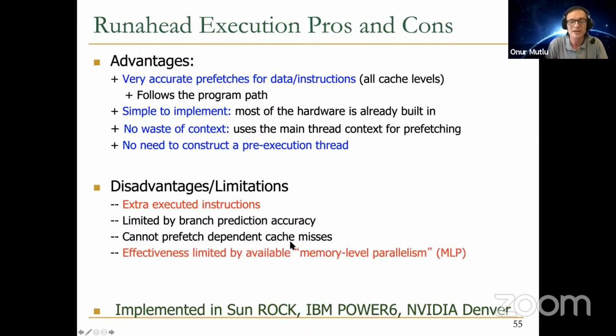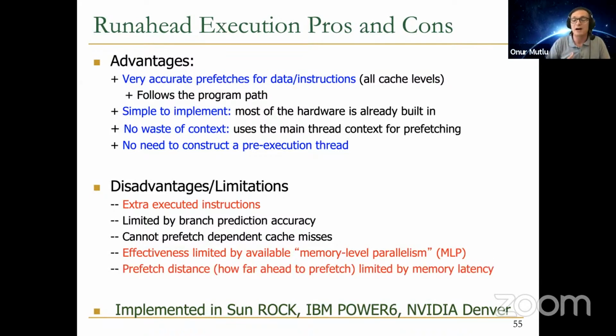That's absolutely true. And effectiveness is limited by how many cache misses you can find while you're doing the speculative execution. This is called memory level parallelism, as we discussed earlier. How many misses you can service in parallel, essentially. And how many misses you can find also, and also service in parallel. And prefetch distance, basically how far ahead to prefetch, is limited by memory latency. Because you're staying in run-ahead mode, the speculative execution mode, until the original cache miss returns. So you're limited by how far you can look ahead in your prefetching.